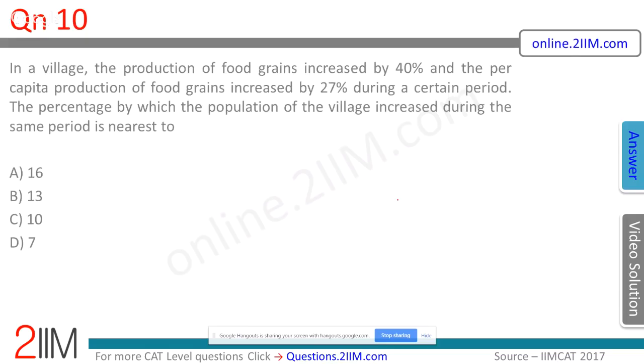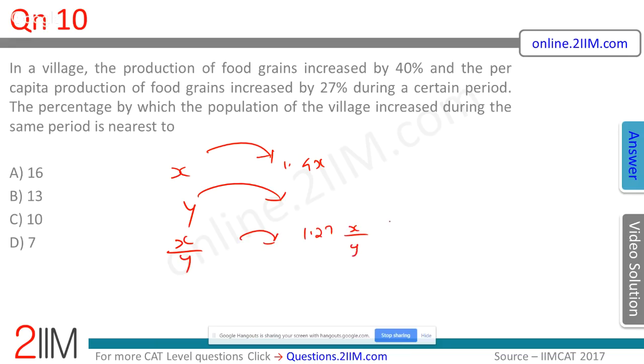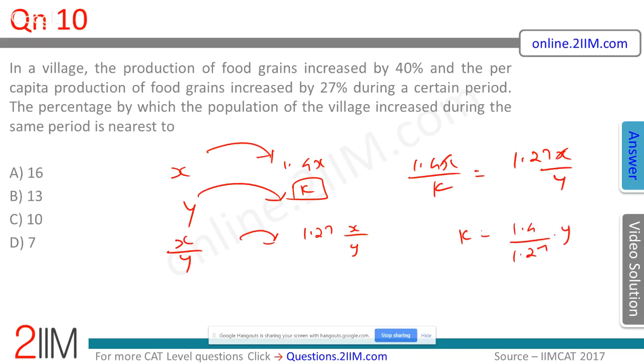In the village, the production of food grains increased by 40% and the per capita production of food grains increased by 27% during the same period. So x became 1.4x, y became something, and x by y became 1.27 times x by y. The percentage by which the population of the village increased during this period: some k, 1.4x by k equals 1.27 x by y, or k equals 1.4 by 1.27 y.